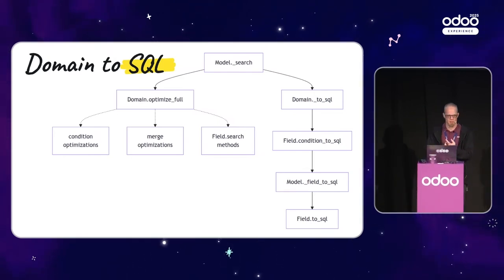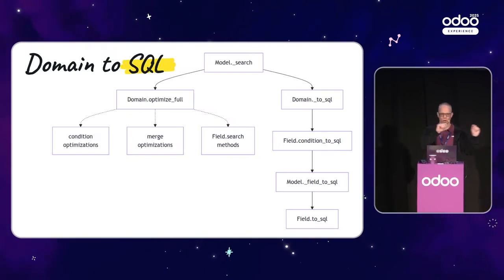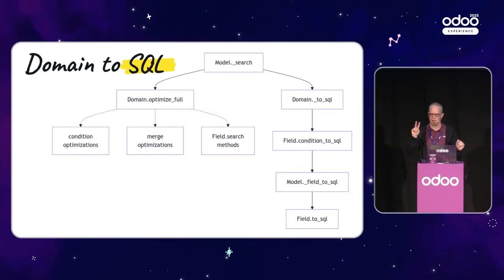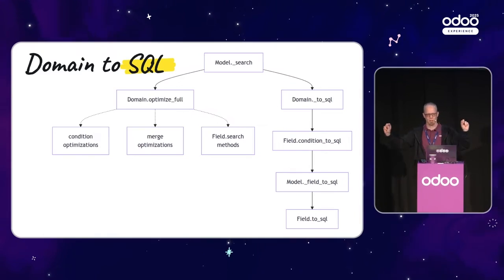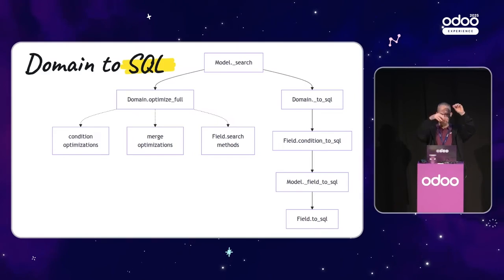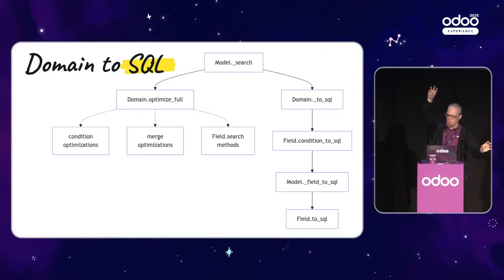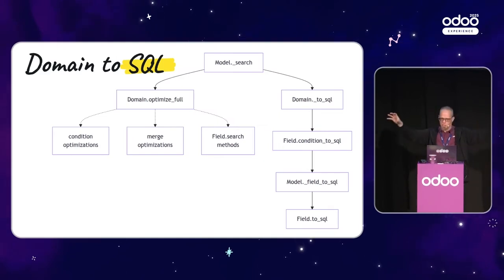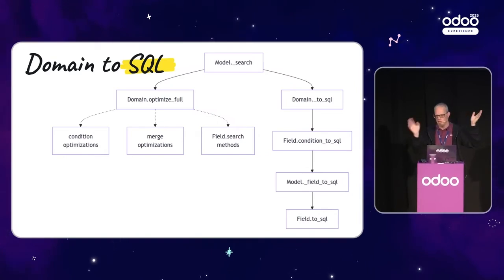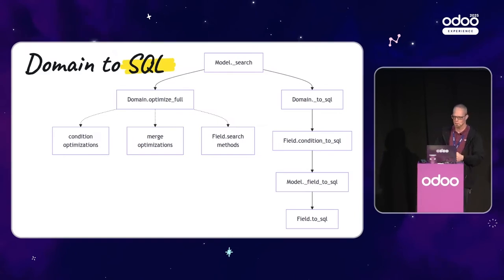We have merge optimizations. Merge optimizations work at the level of AND and OR nodes. And by the way, the AND and OR nodes are not just binary nodes. We made them n-ary. So when you have, for instance, an OR domain with many children, you don't end up with an AST that looks like a long chain of stuff. Instead, you have your OR node with all its children right beneath. So we automatically flatten, and it helps prevent recursion errors in Python and things like that.